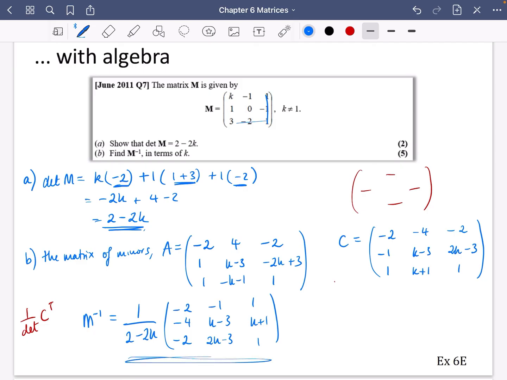And that, as horrible as it looks, is the inverse of that matrix. I really hope I haven't made a mistake there. If I have made a mistake, let me know. But it's so easy to slip up on these, so you've got to try and take it really, really slow. So this is everything that you should need for exercise 6E.